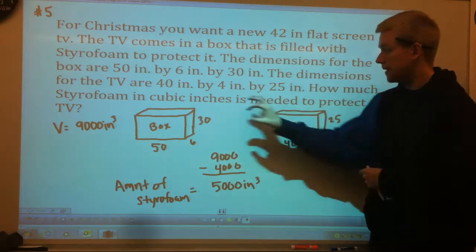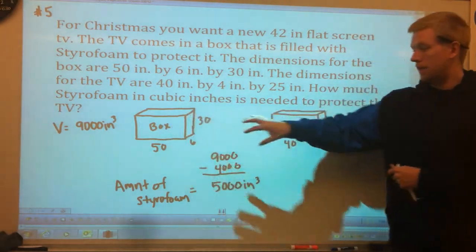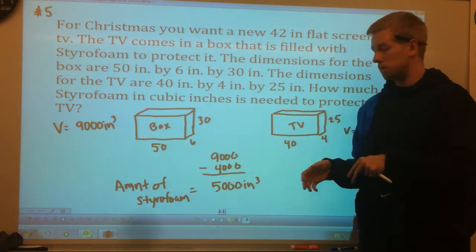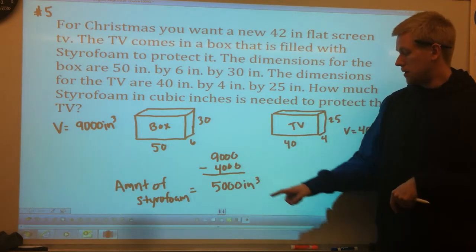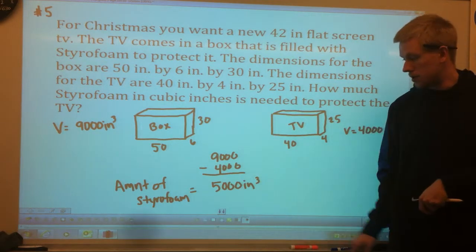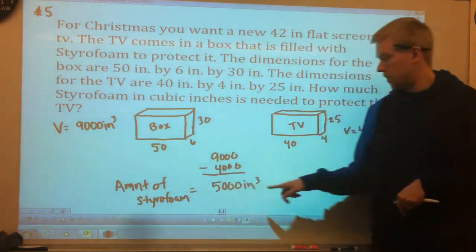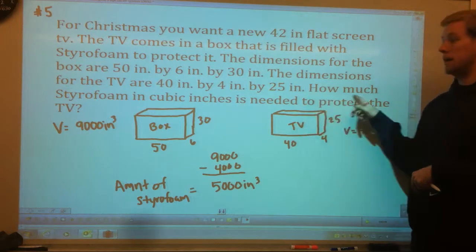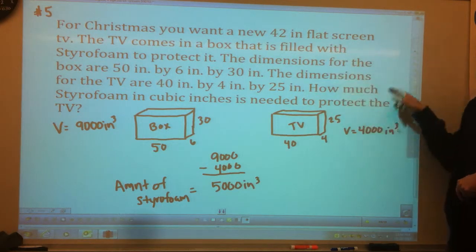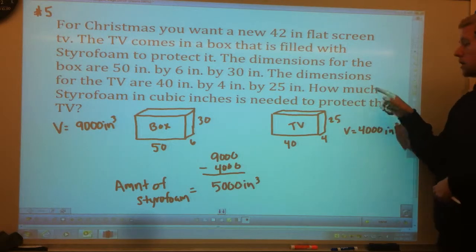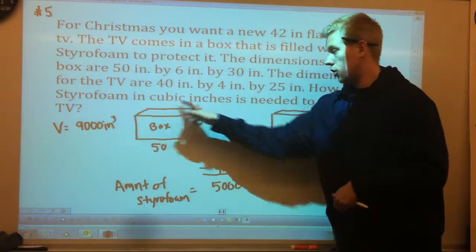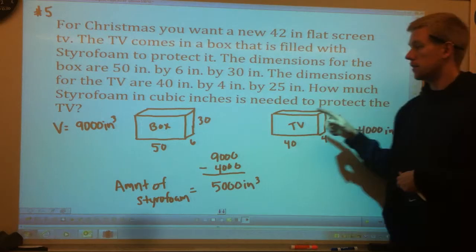If this TV is sitting inside this box, I want to find the difference, which is how much styrofoam would be left over. So I had 9,000 minus 4,000 to give me 5,000 cubic inches. And that's the amount of styrofoam. That simply answered my question. If you were annotating this whole thing, which I did not do, you would just annotate the last part, which is always the question: How much styrofoam in cubic inches is needed to protect the TV?